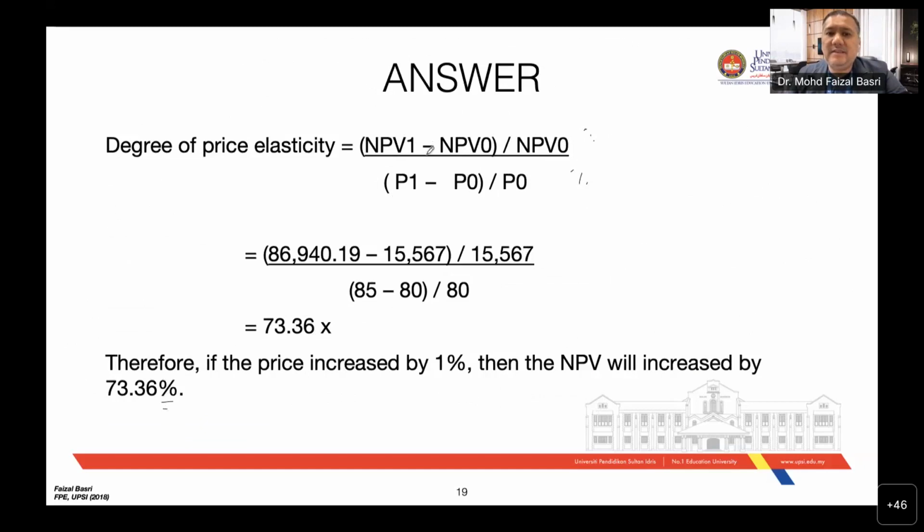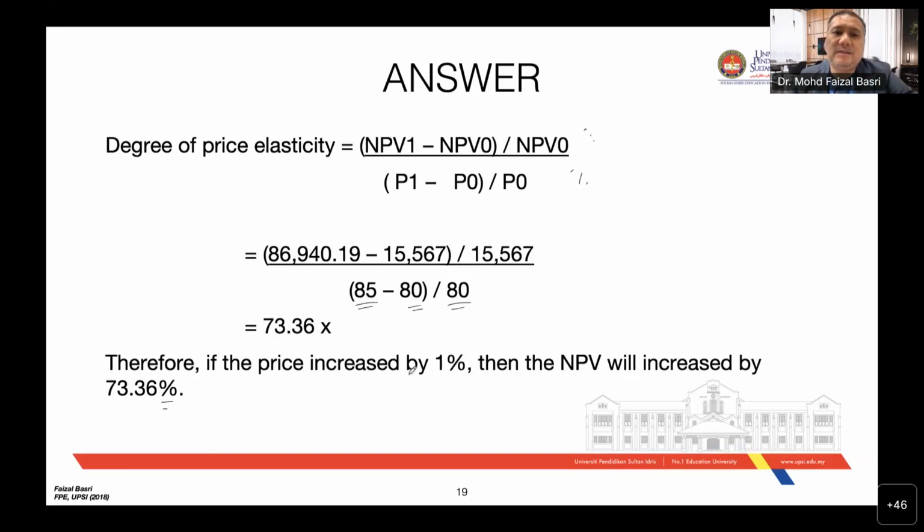Okay, so the NPV 1, based on our new estimation, this one, 86,940.19 minus 15,567, the original base NPV, divided by 15,567 as well. And we divide everything by 85 minus 80. This is the price, yeah. Divided by the original 80 ringgit. So here, the degree of price elasticity is 73.36 times, or 73.36%.